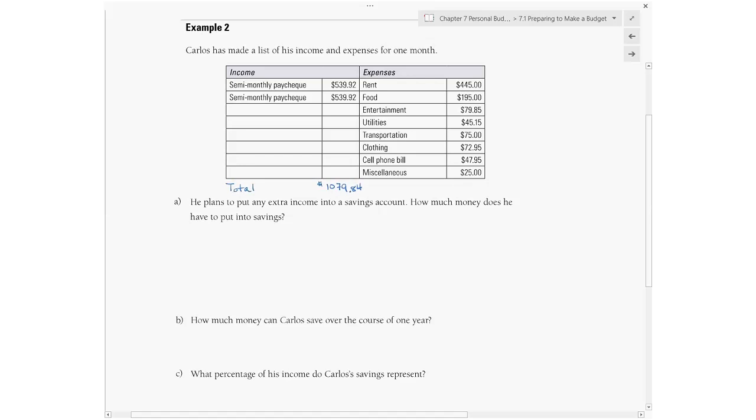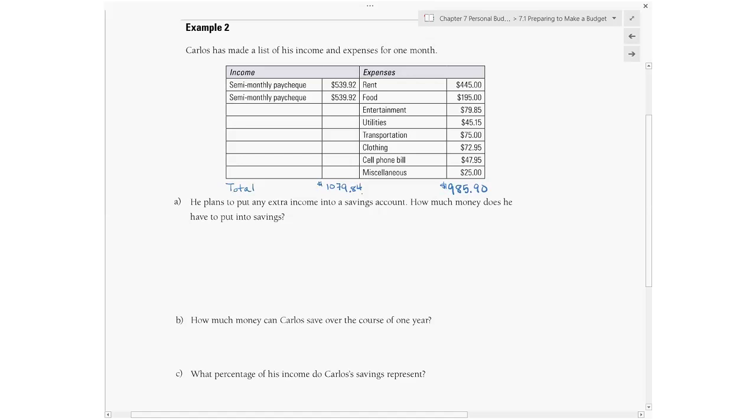And then for his expenses, we're just going to add all these up. So he's got $445 for rent, he's got $195 for food, $79.85 for entertainment, $45.15 on utilities, $75 on his transportation. His clothing, he spent $72.95. His cell phone bill was $47.95. And he just had some other random expenses that were $25. And he spent $985.90. So we want to know how much money does he have to put into savings?